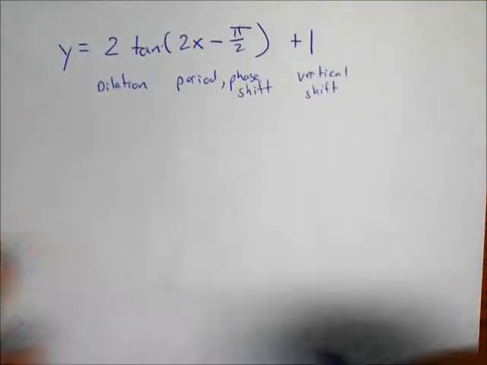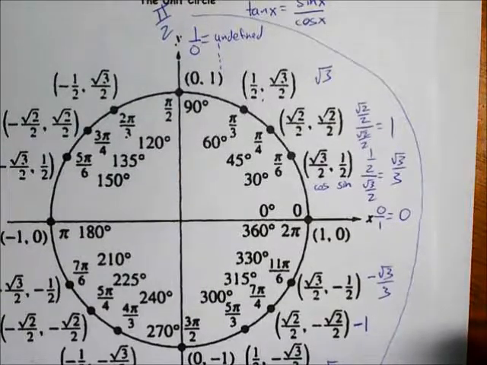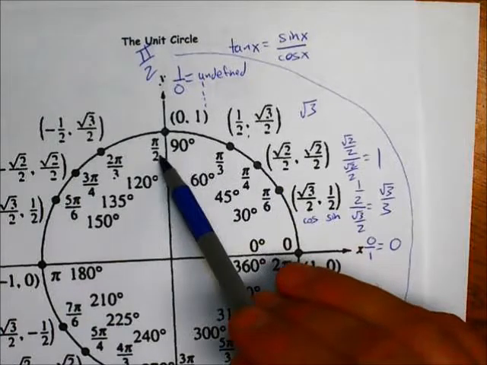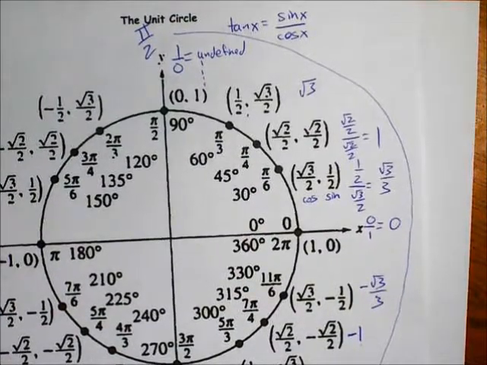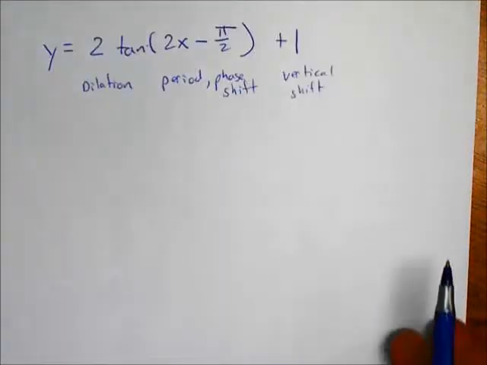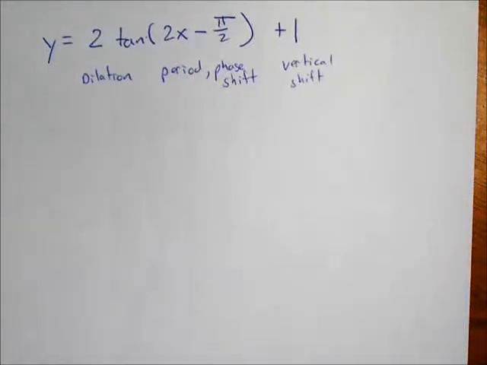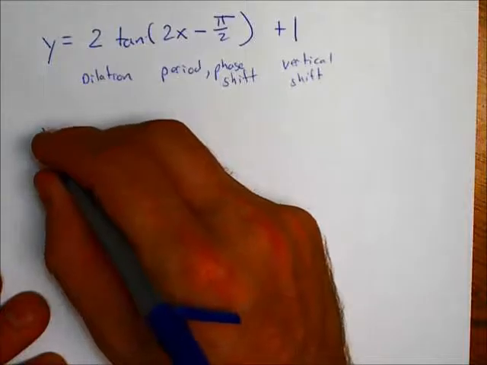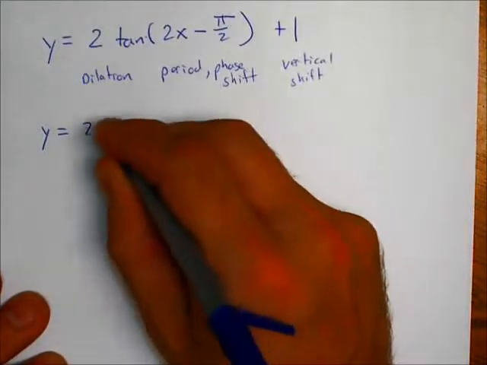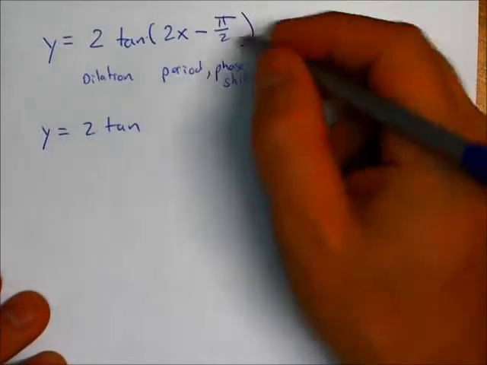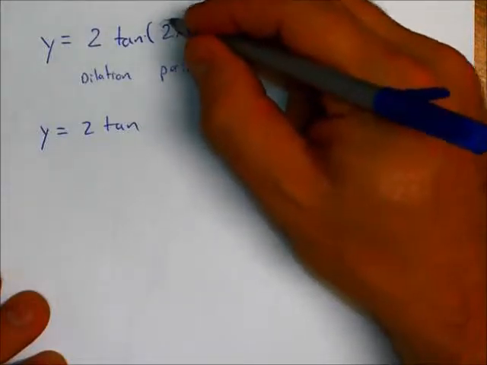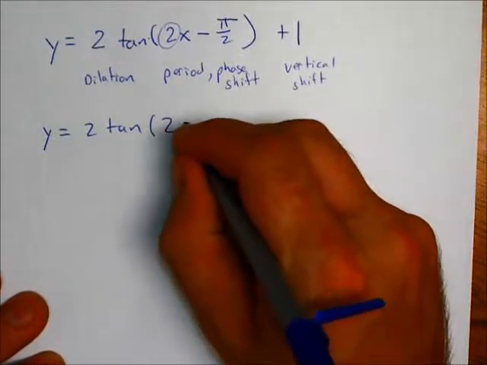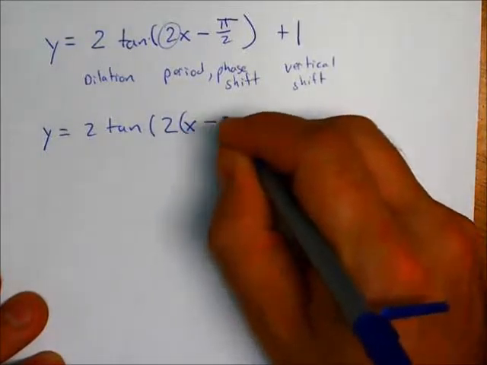Okay, now if the period of a tangent only goes from negative pi over 2 to pi over 2, that means it has an original period of pi. All right, and I'm getting a little bit ahead of myself. Actually, let me back up. The first thing you're going to need to do here before you can even start to talk about this is to factor out a 2. This 2 right here.